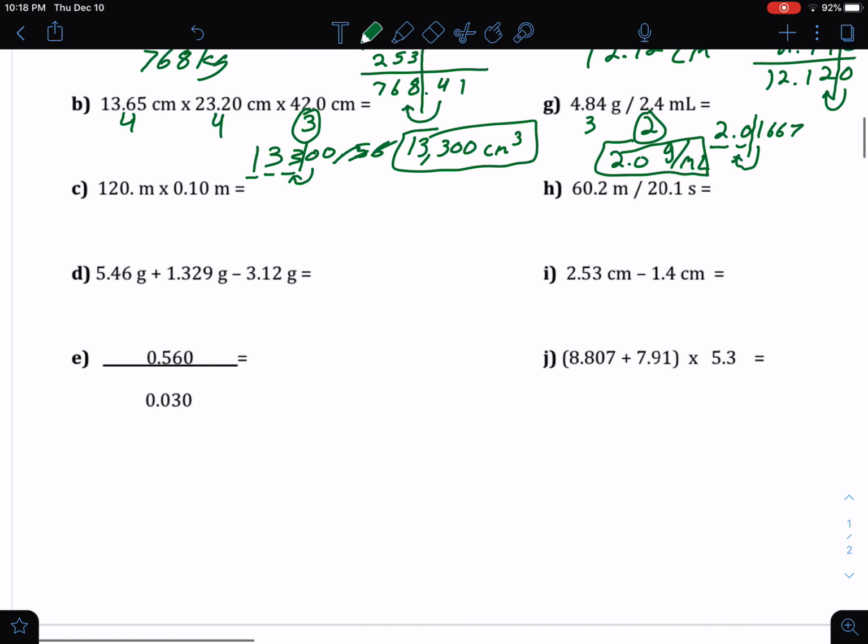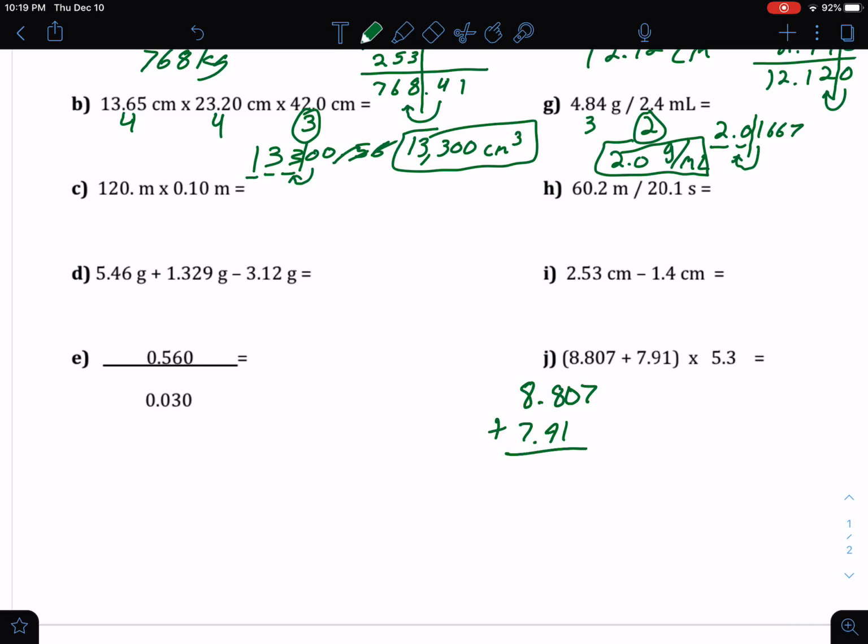Okay, so one I want you to take a look at is anytime we have a parentheses, you will do the parentheses first. Okay, so remember PEMDAS. Parentheses always goes first. So what I'm going to do is I'm going to set this up. I'm going to do my adding. 8.807 plus 7.91.